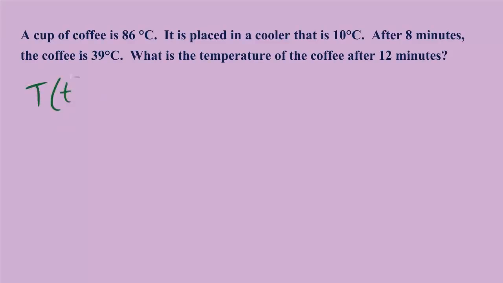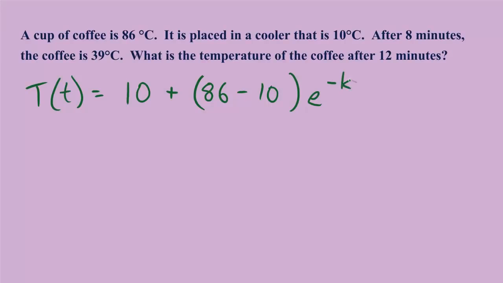The temperature as a function of time will be first our surrounding temperature, that's the temperature in the cooler, 10 degrees, added to the difference of temperatures, the difference of our coffee at 86 and the cooler at 10, multiplied by our exponential expression. Now currently we do not yet have enough information to know our growth rate. And it's a function of time. We'd like to keep that variable t in there for right now.